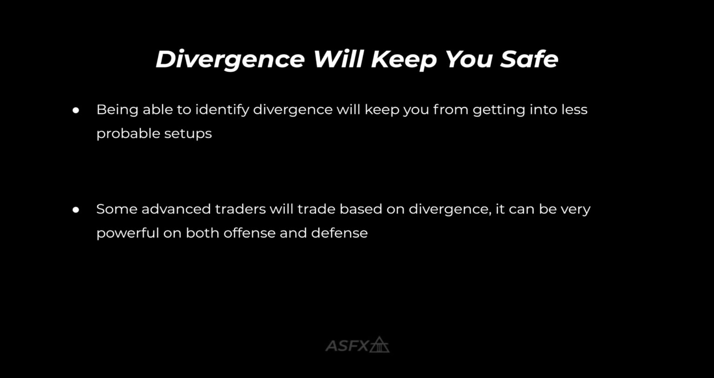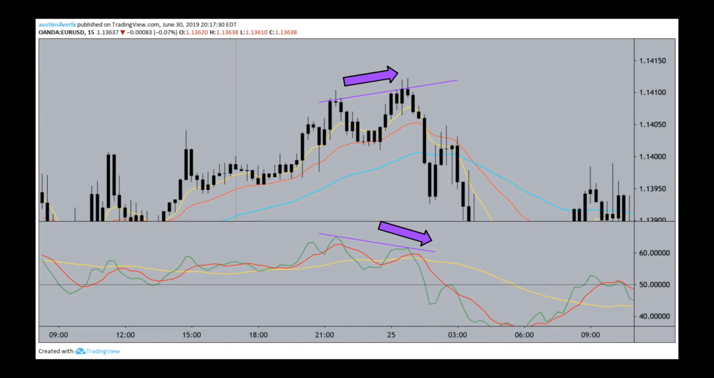Advanced traders will use this to actually enter trades because it can be powerful for us on both offense and defense. But off the jump, and this is just what's been successful for me, I would use divergence to help keep you out of trades. That's the best thing you can do. Here is a great example of what divergence is. You can see price action continues higher, but the RSI is falling.